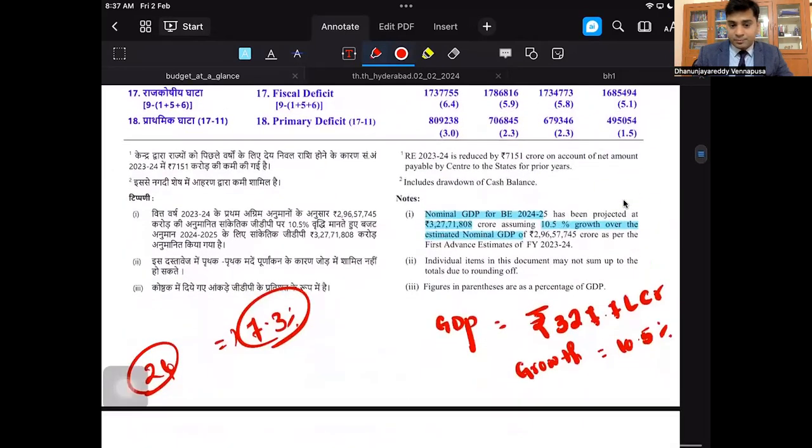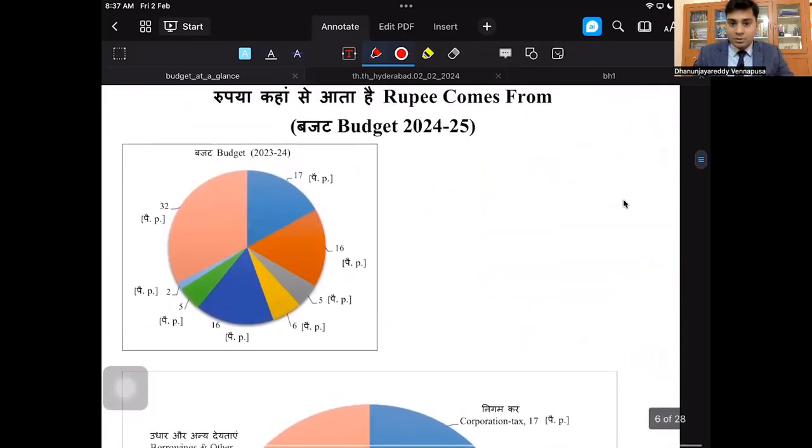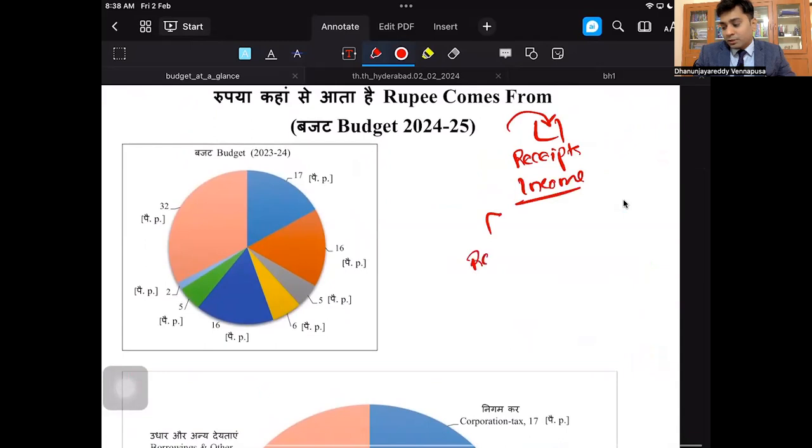To understand this, we'll have to look at this. Rupee is coming from, what does this mean? Into the pocket of the government, rupee is coming. That is, what are the receipts of the government, or what are the various income sources for the government. So I said income sources will be revenue receipts and capital receipts.